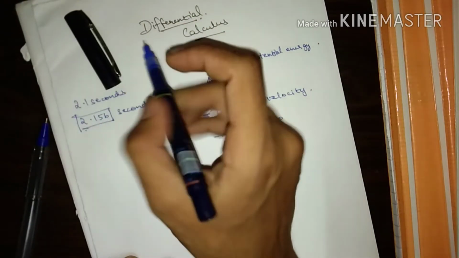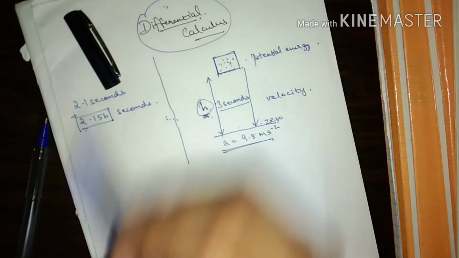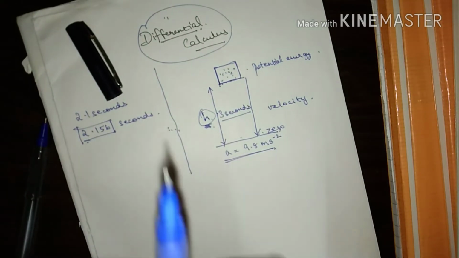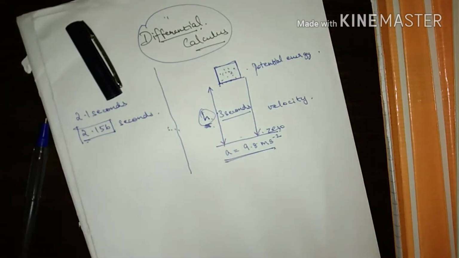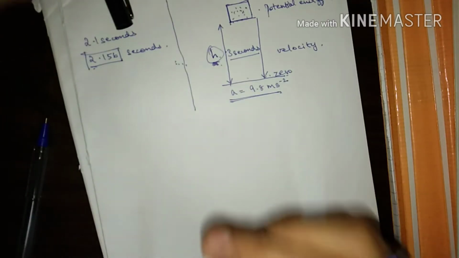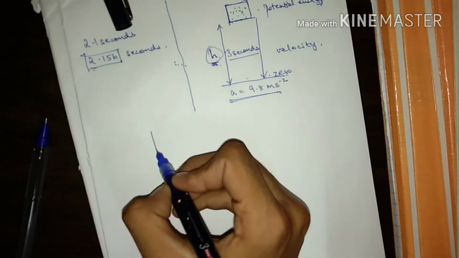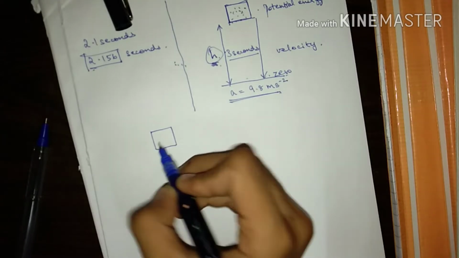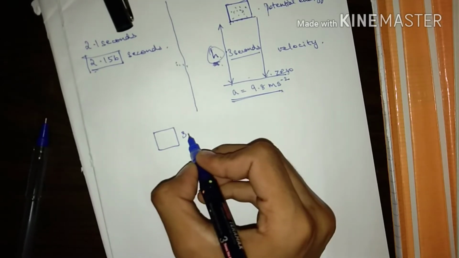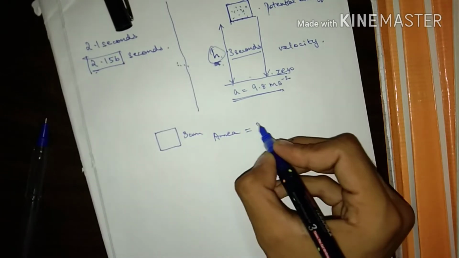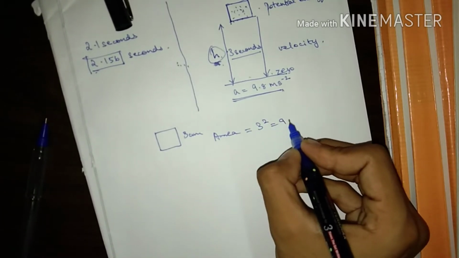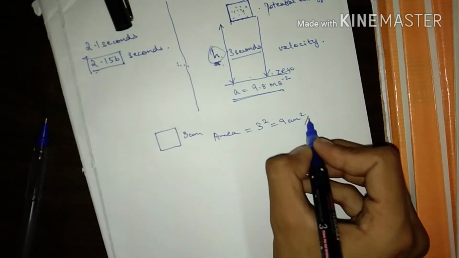So differential calculus helps in this, in finding the instantaneous velocity of an object. First, let's understand the term differentiation. Assume a square of side 3 centimeters. If I ask you to find its area, you would just square it and get the area as 9 centimeter square.